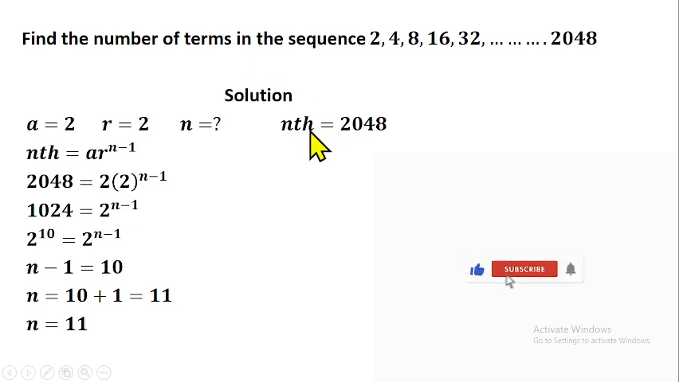And we know the nth term. Our nth term is 2048, or the last term. And we know that the formula for the nth term of a geometric progression is ar raised to power n minus 1. So the nth term 2048 equals a is 2, r is also 2, raised to power n minus 1, because we are looking for the value of n here. So what can we do? We can divide both sides by 2.